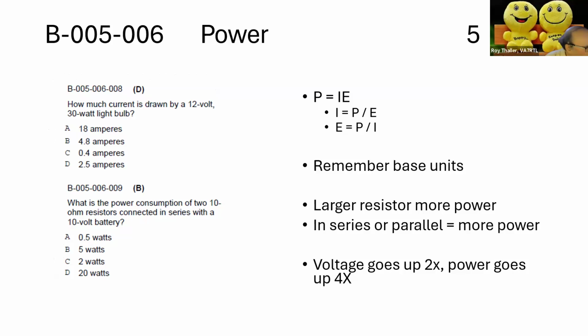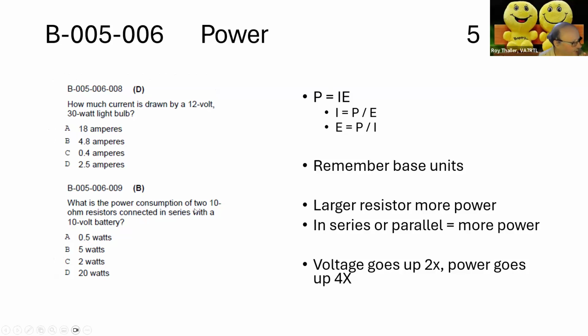How much current is drawn by a 12 volt 30 watt light bulb? So using the formula here, just remember I equals P divided by E. So then you divide 30 by 12 and that gives you D, which is 2.5 amps.